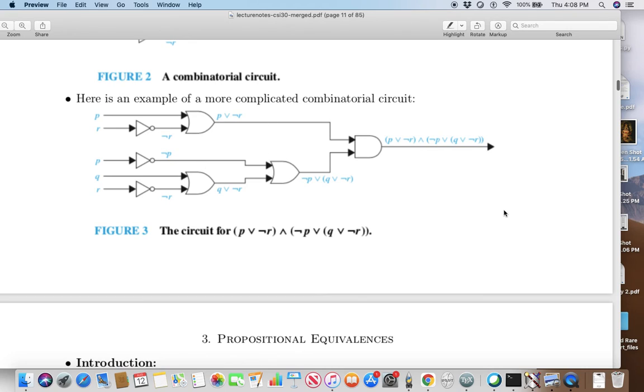Here is a more complicated combinatorial circuit for this logical expression. So this completes lesson 2, by the way. We'll continue lesson 3 in our next video.